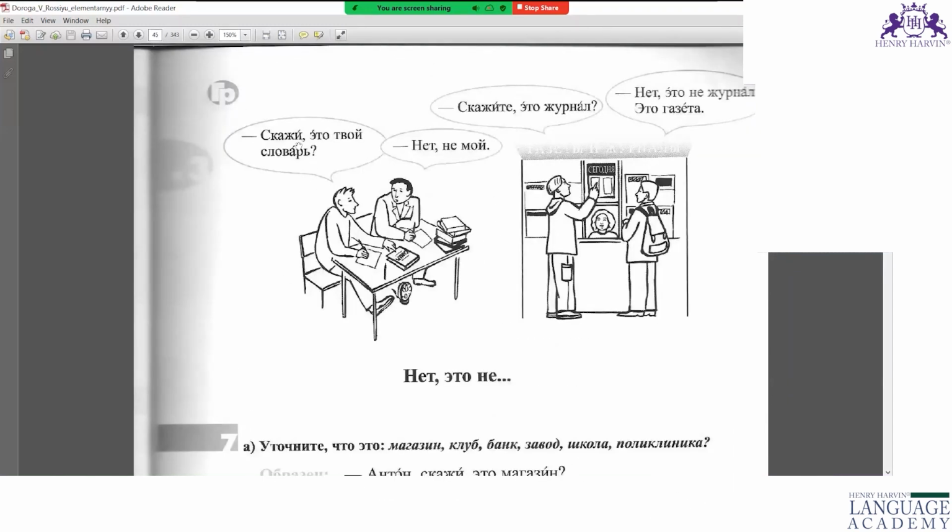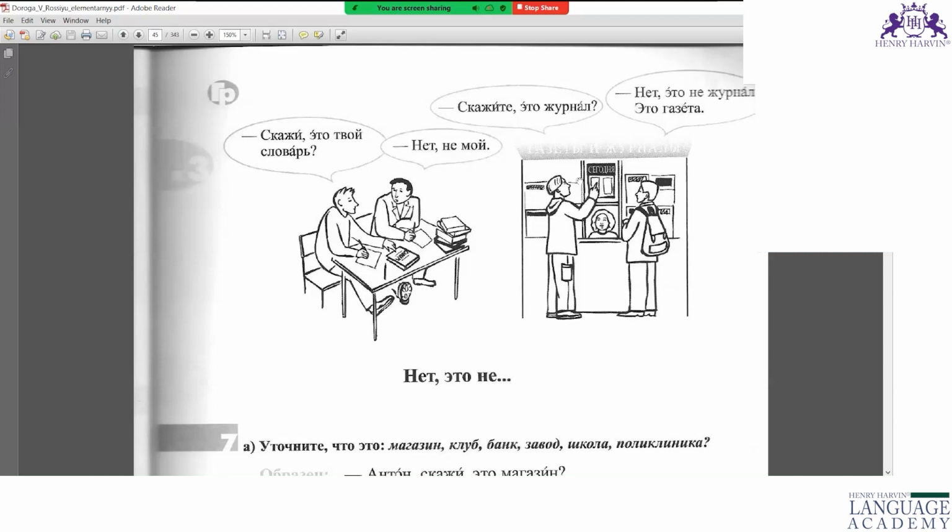Посмотрим их. Скажи, это твой словарь? Tell me, is this your dictionary, right? Словарь. And we have written that словарь is masculine, that ends in soft sign. Скажи, это твой словарь? Нет, не мой. So they are two friends studying together. Of course, they will use informal language. That's why скажи, no те.